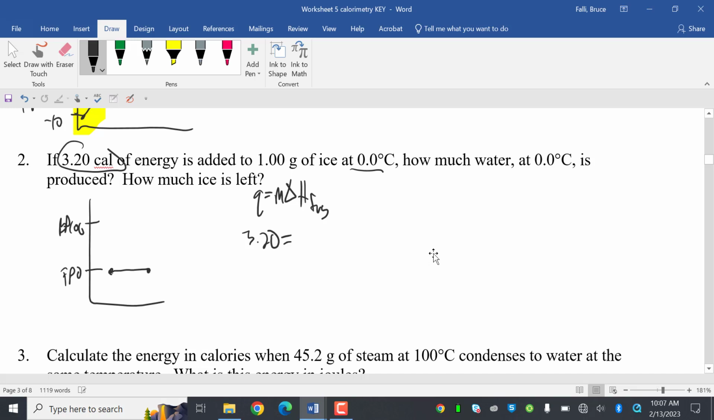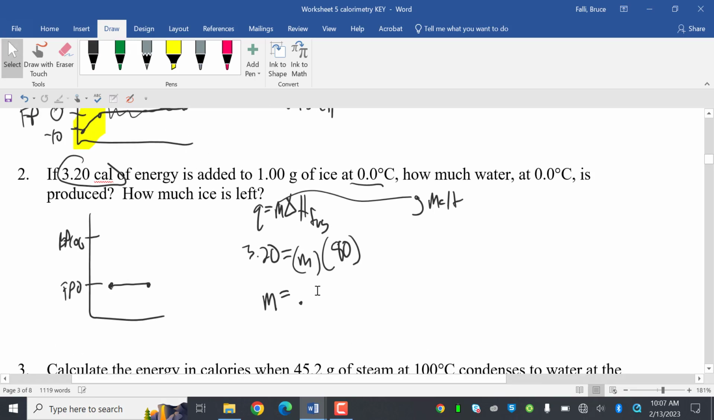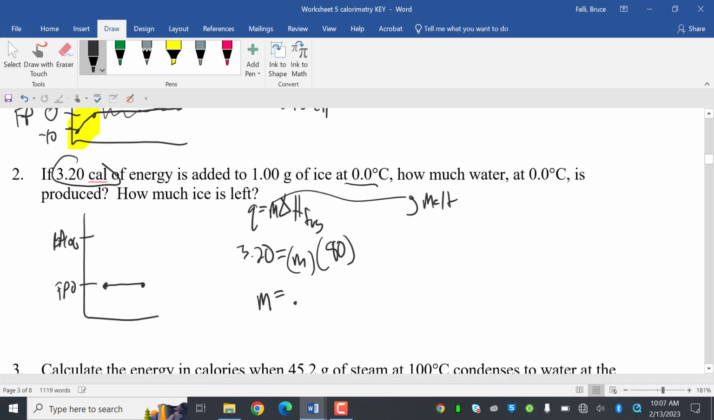So I want to know how many grams melt. So I'm going to do this. This will tell me how many grams melt. And the heat of fusion is just like it was in the last problem, which is 80. So my mass is 3.20 over 80. And it's going to be 0.04 grams melt. It says how much ice is left. 0.96 grams of ice remain.